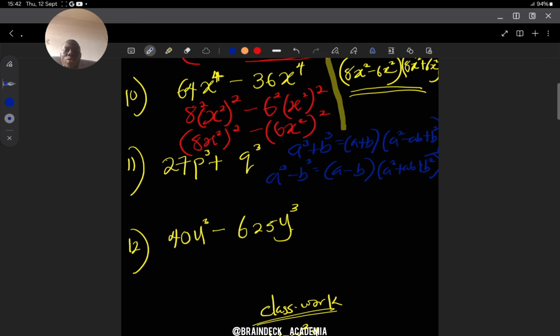Now let's factorize this using that format. Of course, we know that this a will represent, now this is plus, so this is sum. So this a will represent this 27p square cube. Then this b will represent this what? Q cube. So I can rewrite this as 3 raised to the power of 3, right? So the cube root of 27 is 3. So I can write this as 3, then 3p, right? Then plus q, which represents this a plus b, then bracket a is what?